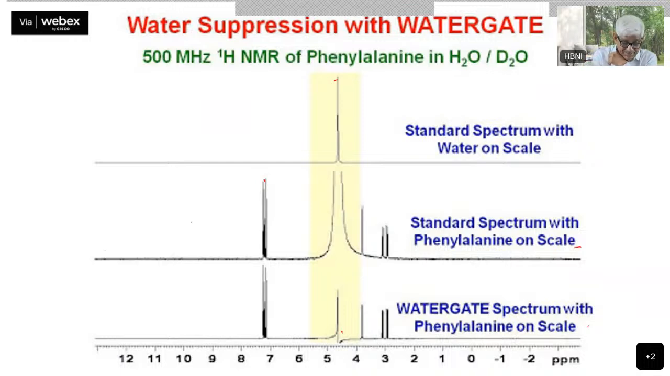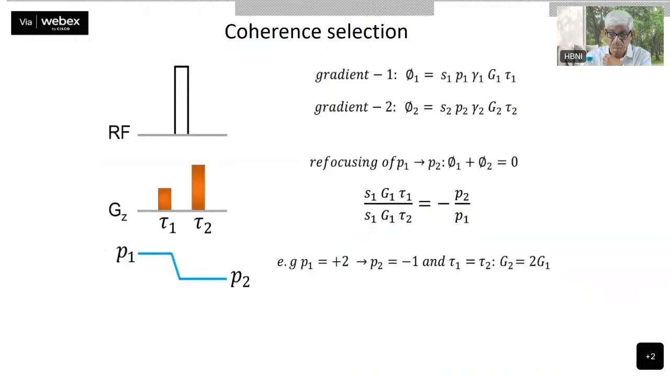Phenylalanine signals, full signals are seen, and the water is completely suppressed, and also see the noise. The noise level has come down quite substantially. And this is what happens because they were able to achieve the suppression of the water signal by using this water gate signal by gradients.